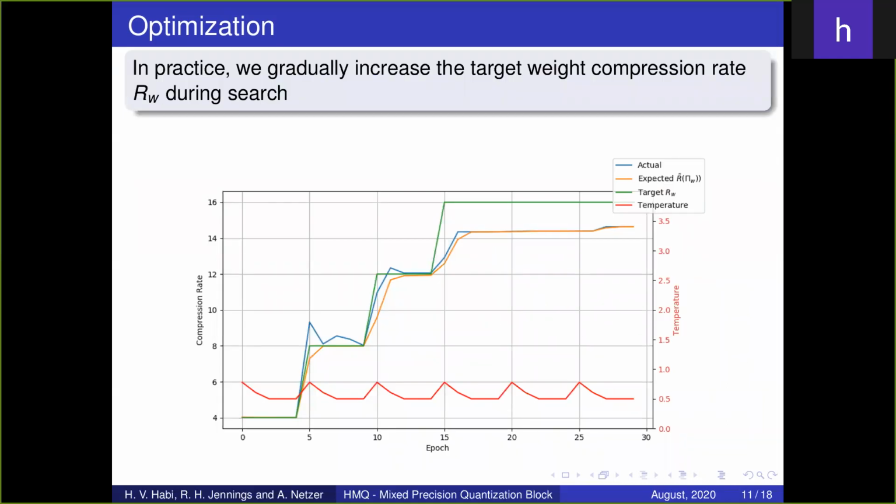During training, the target weight compression rate is gradually increased. Here we show an example of weights compression behavior during search. Note how the actual and expected compression rates follow the target compression rate. At the bottom of the graph, in red, is the temperature annealing cycles of the Gumbel-Softmax estimator.